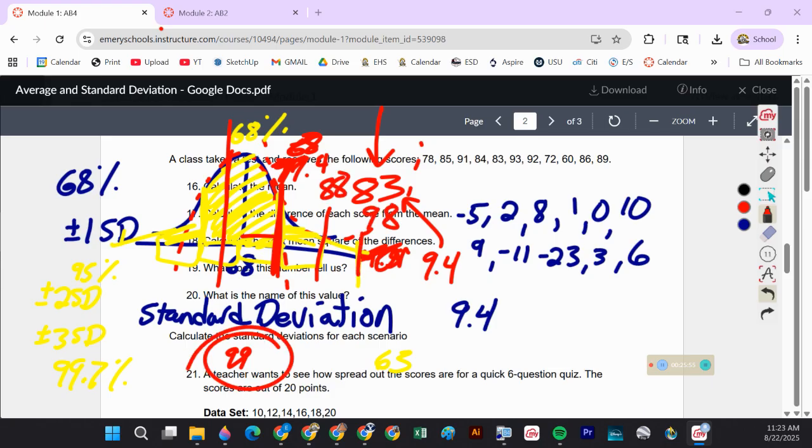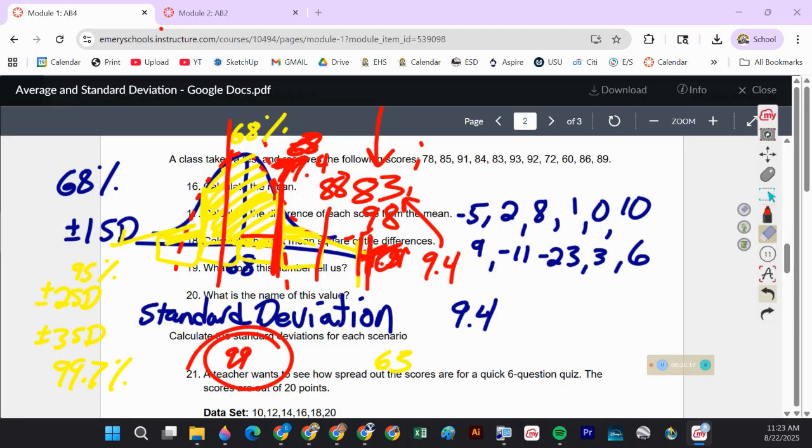How unusual is a score of 99? Very unusual. So that's how we measure whether something is common or uncommon. We look at the average and then we compare it using the standard deviation. And that is the essence of just about everything we're going to do in this class.